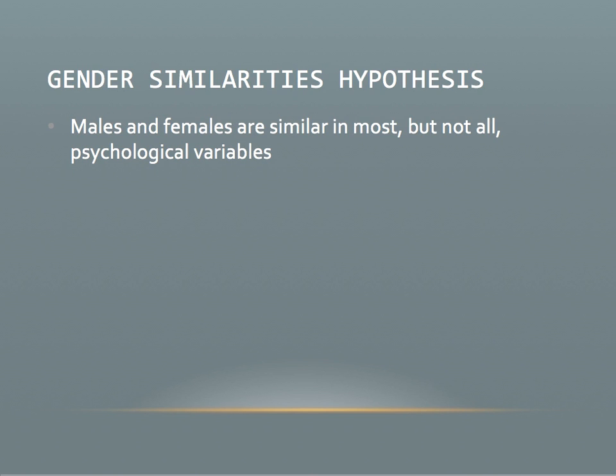Let's get to the last kind of theory here, and that is the gender similarities hypothesis. What this says is that males and females are similar in most, but not all, psychological variables. We're going to get some evidence to this later, but evidence for this comes from meta-analyses. And meta-analyses, it's a technical thing, but it takes results from multiple studies and it aggregates the results and says what general effect sizes are.